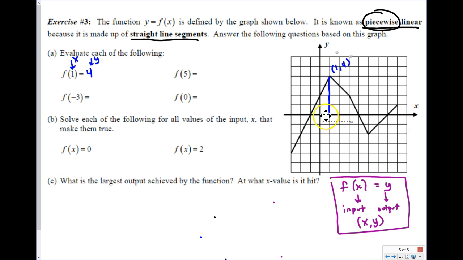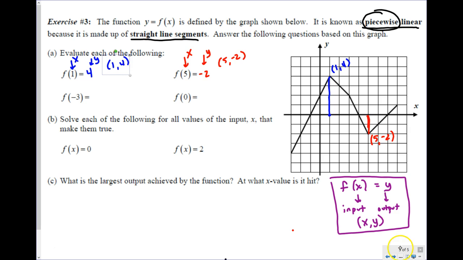Second one, f of 5. Again, 5 is my x. I'm going to go over to my x: 1, 2, 3, 4, 5. And I go down, and I get the point 5, negative 2. So f of 5 is negative 2. That's my matching y value. You're basically making coordinates in a very different notation. And this is like the coordinate 5, negative 2. And this is like the coordinates 1, comma 4.